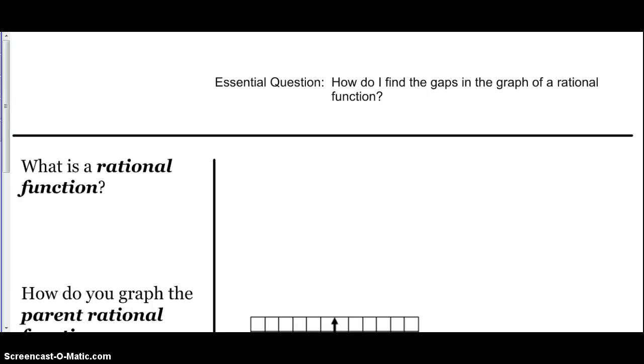Hello, Algebra 2. Tonight's topic is Unit 8, Day 1, Graphing Rational Functions. Our essential question for today is, how do I find the gaps in the graph of a rational function?